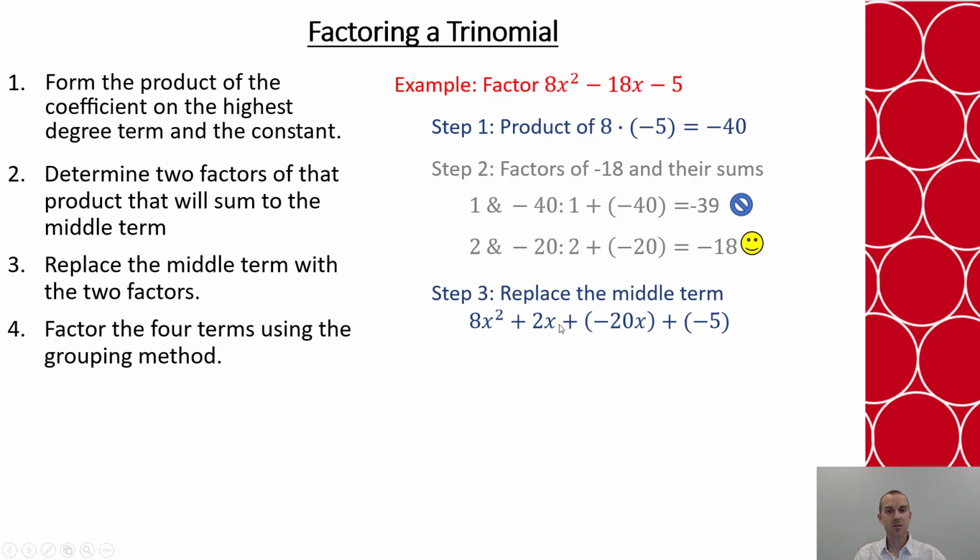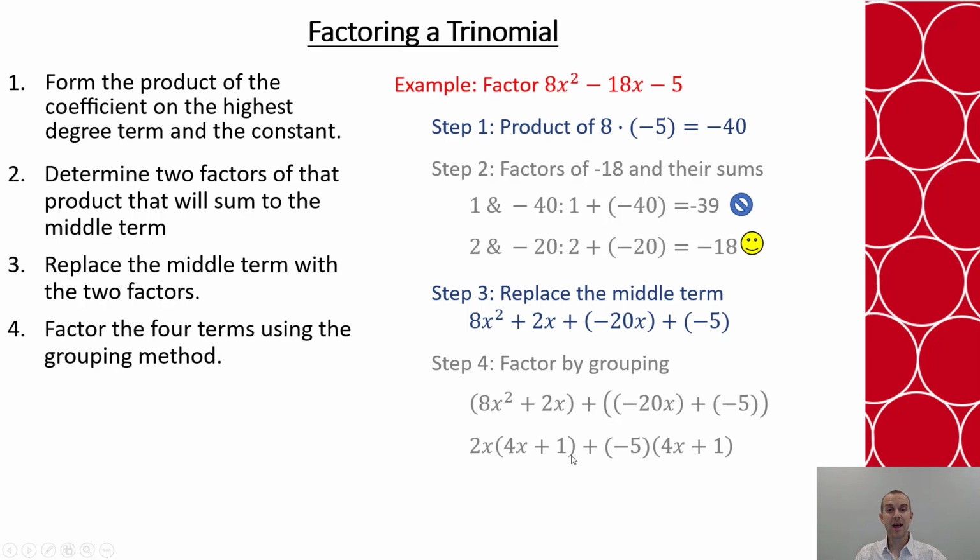And again, if I combine them, it is the same value. But now I can group. So I'm going to group my first 2 terms, group my second 2 terms. Say, okay, what can I factor out of this? I can factor a 2x. What can I factor out of this? I can factor out a negative 5. That leaves in both terms 4x plus 1.